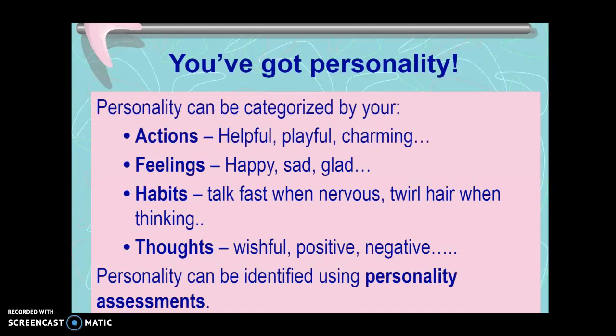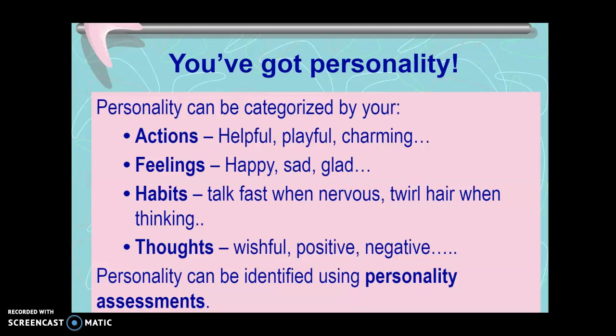Personality can be categorized. That means we can put it into 4 different groups. So these are the important things I want you to know today. Personality can be categorized by your actions. That is actually, when you think action, think verb. What do you do? Are you helpful? Are you playful? Are you charming? Think about not physical qualities, but physically the way you act.